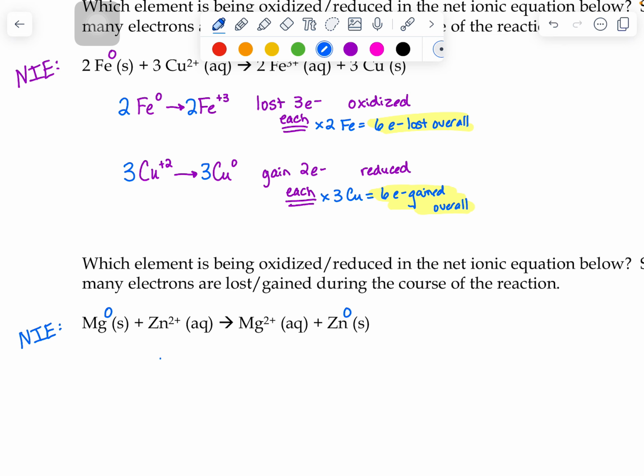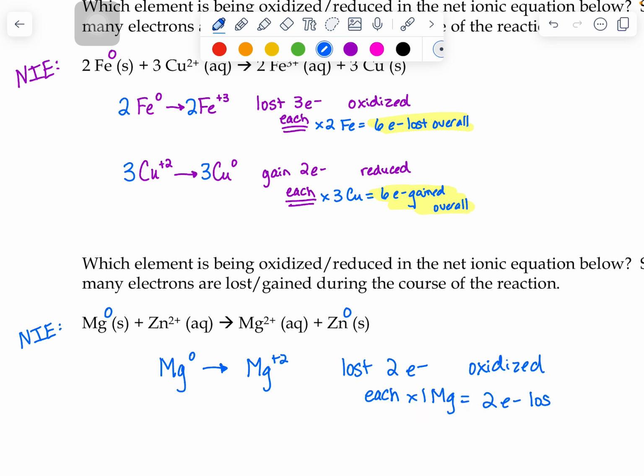So when we compare the magnesium on the left, which is neutral, with the magnesium on the right, +2, it had to have lost 2 electrons during the course of the reaction. So we would say our magnesium is the one being oxidized. Loses 2 electrons each, but in this reaction, there is only 1 magnesium. So it's like multiplying by 1, so we have 2 electrons lost by the magnesium in total.